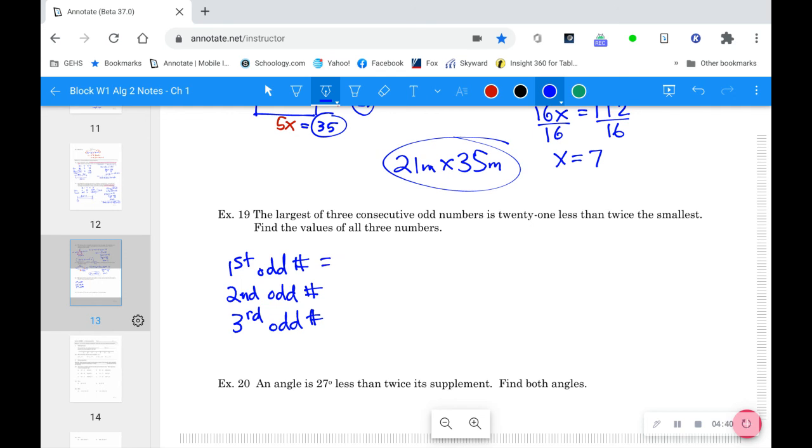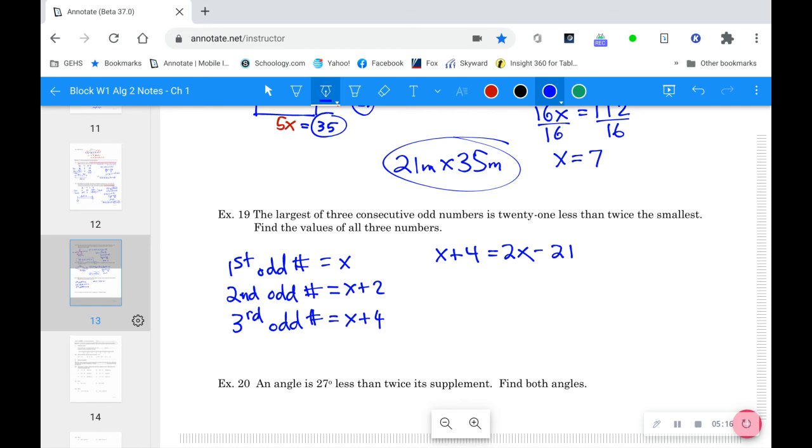And you set these up the same way every time. Call the first one x, and the other one is 2 bigger than that. And the next one is 2 bigger than that, so that'd be x plus 4. And now let's see, the largest of them, we're talking about this one. So here we go. x plus 4 is the largest. Is, put your equal sign, 21 less than twice the smallest. So 21 less than twice the smallest. So we're set up here.